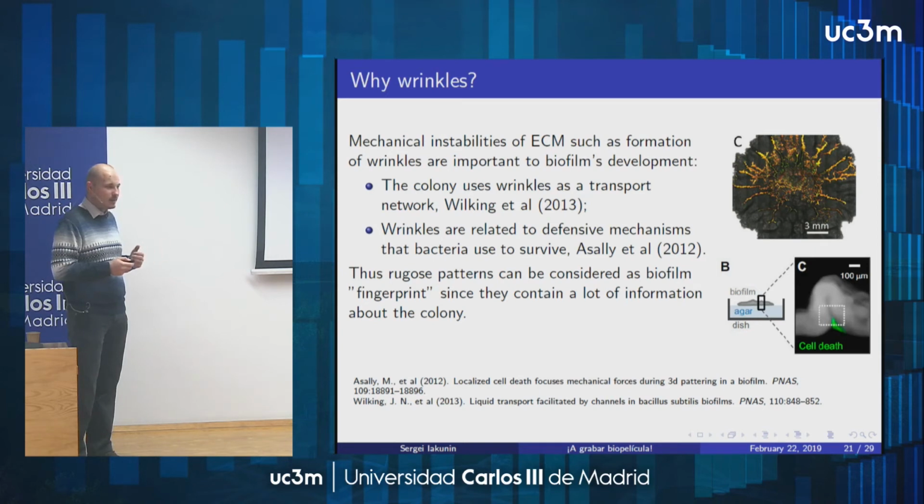And if the biofilm used only diffusion to transport nutrients, it would not be very large, because it would always stay around the initial configuration of the biofilm. However, channels allow transporting nutrients over a very large distance, so it means that biofilms which can form wrinkles usually have a larger colony than bacteria which lack these properties.